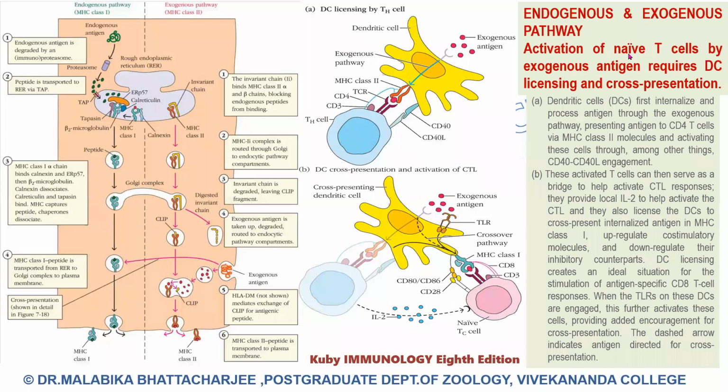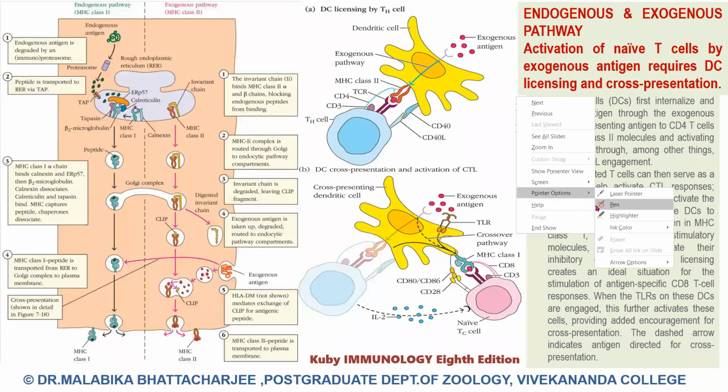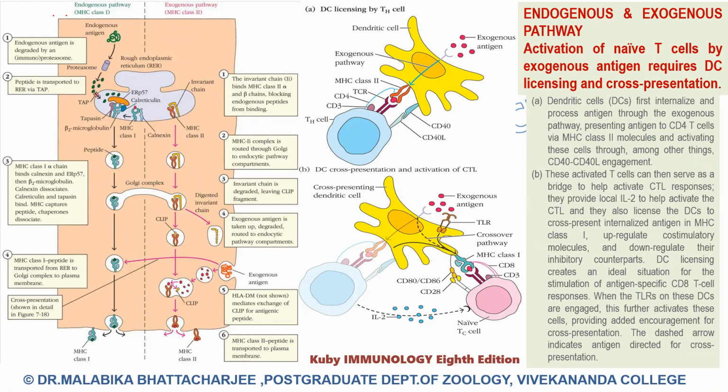In a nutshell, these are the two defined pathways. As you can see, the endogenous or the MHC class 1 pathway and the exogenous or the MHC class 2 pathway. Just to summarize, endogenous antigen is degraded by a constitutive proteasome or immunoproteasome, enters via the TAP into the endoplasmic reticulum. In the endoplasmic reticulum, the class 1 molecules bind with calnexin, ERp57, then beta-2 microglobulin in an order. Calnexin dissociates, calreticulin and tapasin bind. MHC captures the peptide and the chaperones dissociate, and you can see the MHC class 1 peptide is being transported from the rough endoplasmic reticulum to the Golgi complex and finally to the surface of the plasma membrane.